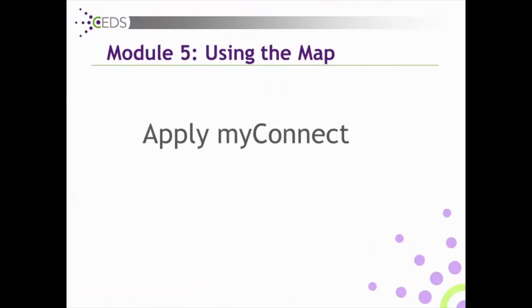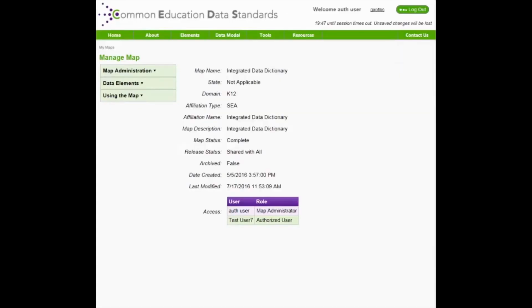Apply MyConnect, Topic 4. MyConnect is a tool in the CEDS tool suite that allows you to apply a map that has been shared with all to a connection that has been shared with all. This topic will explore how to apply MyConnect while still in your Align map. To apply MyConnect from your Align map, select Using the map in the green menu on the left, and then select Apply MyConnect. If you have not shared your map with all, a pop-up box will appear explaining that this feature is only available for shared maps with all.